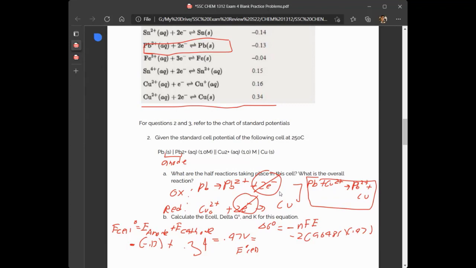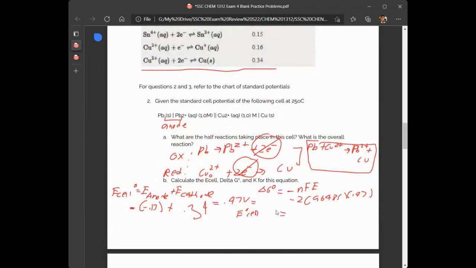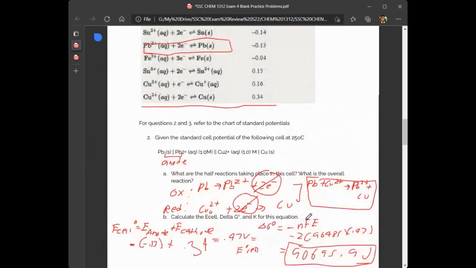So if I multiply this into my calculator, I get 90695.9 joules. How do I know this is in joules? If you're wondering, it's because the Faraday constant is in joules. Feel free to run the numbers in your calculator. Sometimes I do make errors, but if you want to double check, feel free to do that. But moving on, is it negative? Well, let's see. Yes, it is negative. That is a good catch. Thank you.